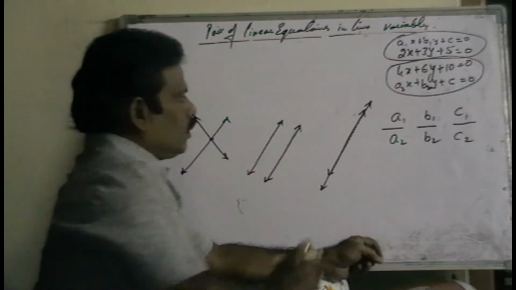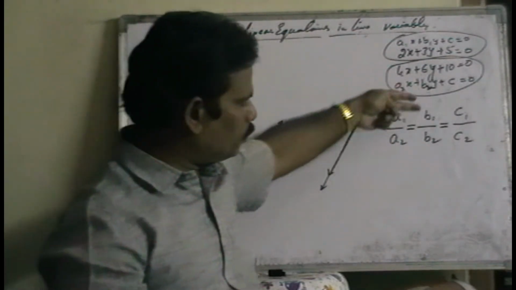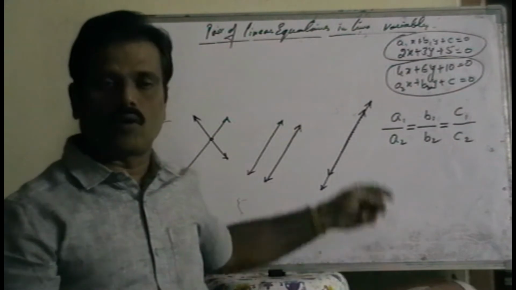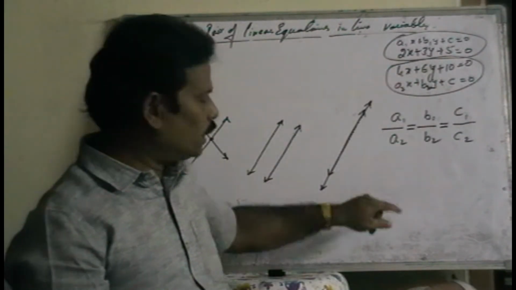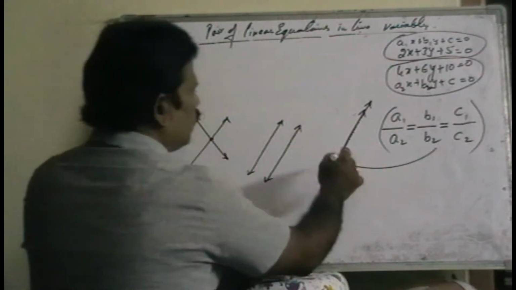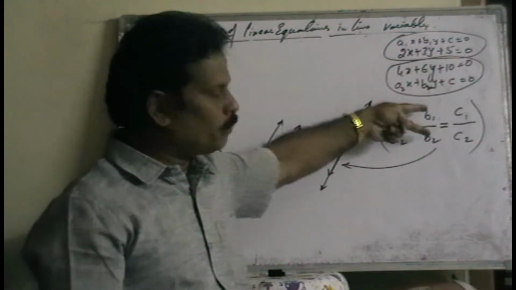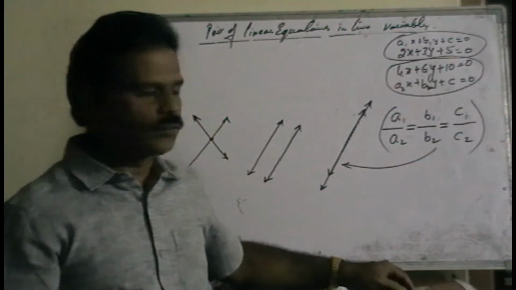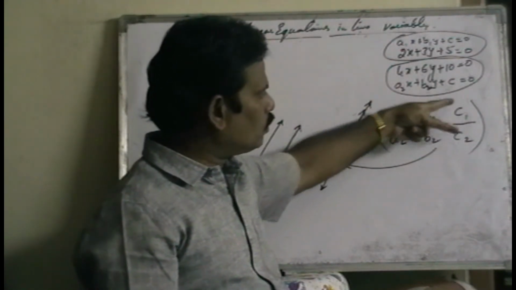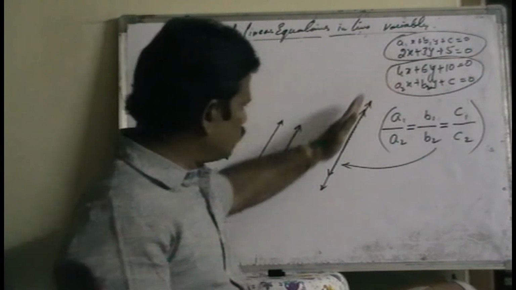Now if all these ratios are equal, if a1 by a2 is equal to b1 by b2 is equal to c1 by c2, that means the x coefficients ratio is equal to the y coefficients ratio is equal to the constants ratio, then we can say that these two lines are coincident lines.